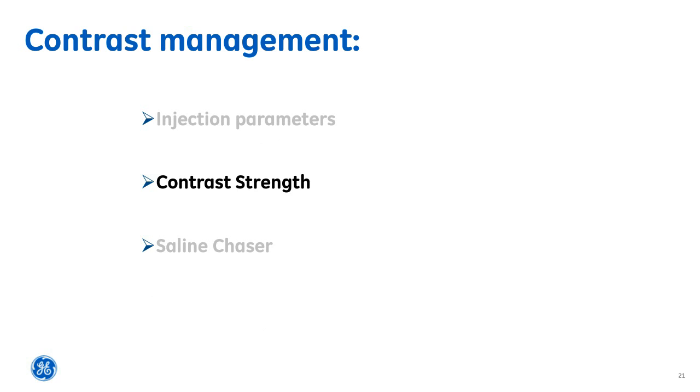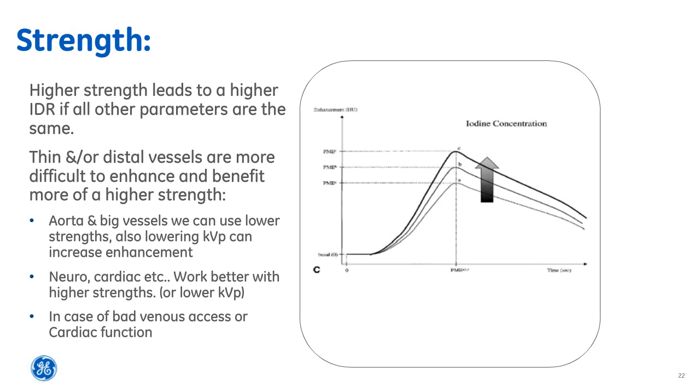So if we look at contrast strength, a higher strength, so higher osmolarity, leads to a higher IDR if all the other parameters are the same. Thin and distal vessels are more difficult to enhance and benefit from a higher strength. So this is one of the reasons why we tend to use higher osmolarity in cardiac scanning and neuro scanning.